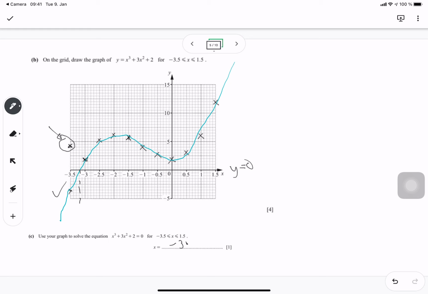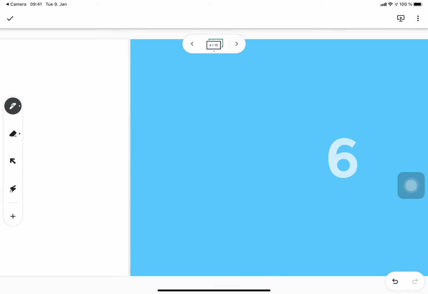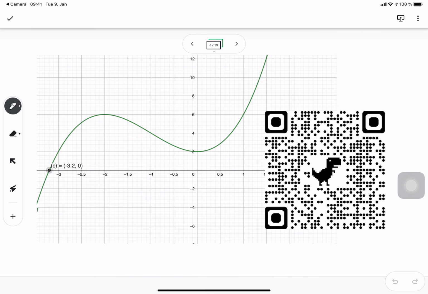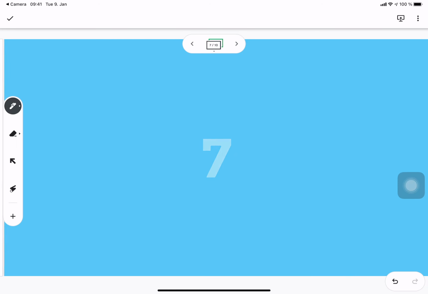In an exam, you don't have access to GeoGebra. This QR code will take you to the GeoGebra page of all these questions together. You can see a screenshot of it there, and that's the curve, and that's where it intersects, so minus 3.2. You can write it as coordinates, but as I said, we're interested in the x-coordinate, which is minus 3.2. And as you can see from this very accurate screenshot, our previous graph is actually pretty accurate.